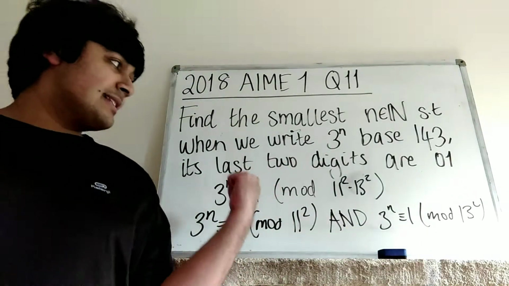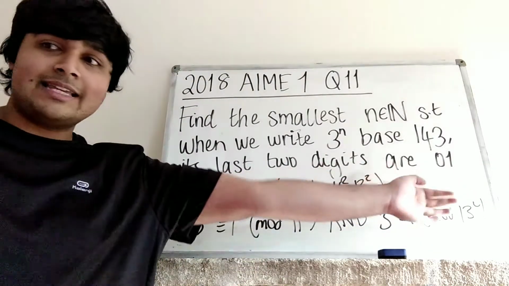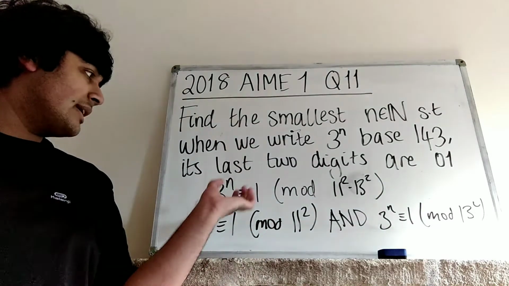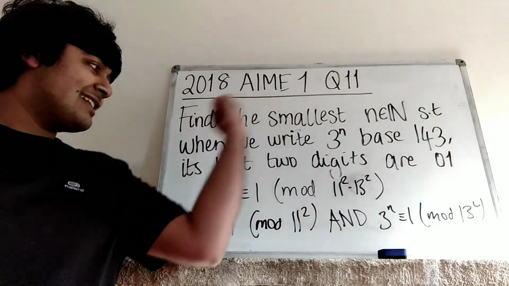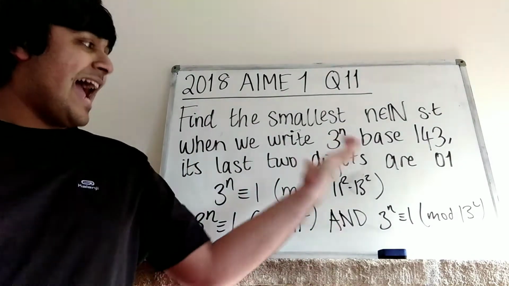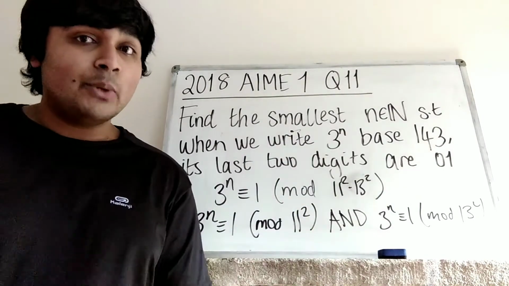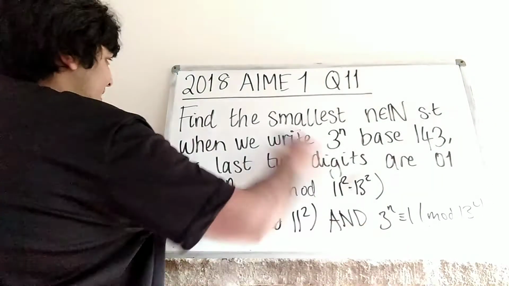Now we're going to find the smallest n satisfying this last condition, but remember it's all equivalent. We want the smallest n such that 3 to the n is congruent to 1 mod 11 squared, and 3 to the n is congruent to 1 mod 13 squared. I'm going to deal with each of these separately, firstly looking at 11 squared, and once I've done that, we'll move on to 13 squared.